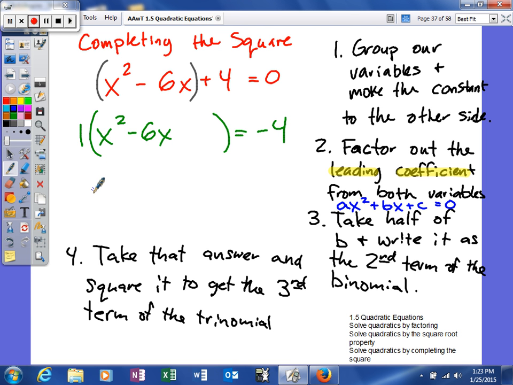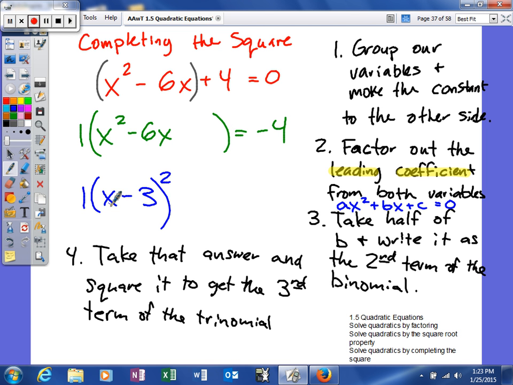Let's see. Take half of b and write as the second term of a binomial. B is the linear coefficient in a problem like this, the -6. When you take half of -6, you'll get -3. So kind of keep that in mind. And what we're going to do is we're basically going to make up a trinomial that will factor the way we want it to. So keep that in mind. We're making up this trinomial. So we had something that was unfactorable, and now we're going to make up something that is factorable so that it'll factor just how we want it to factor.